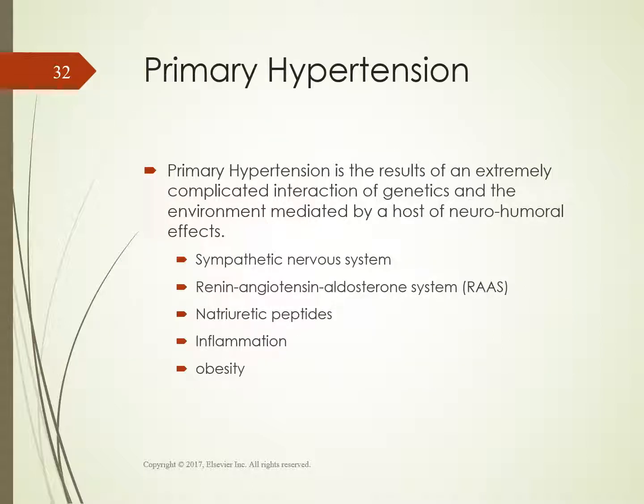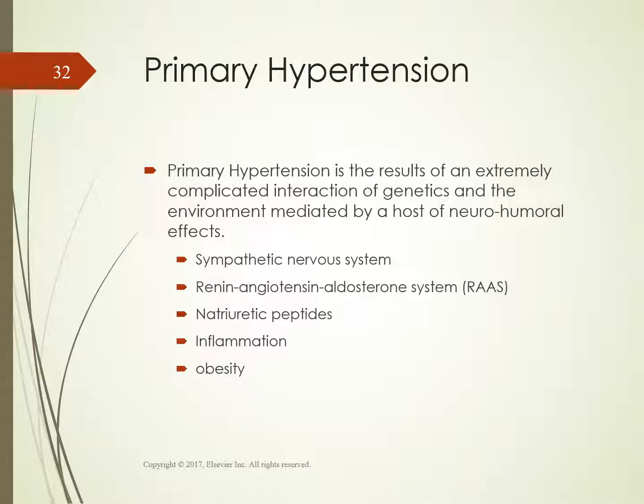So primary hypertension is the result of an extremely complicated interaction of genetics and environment mediated by a host of neurohumoral effects. Essential or idiopathic hypertension is another name for it. It affects 90 to 95% of individuals with hypertension. And we're going to see risk factors such as high sodium intake, natriuretic peptide abnormalities, inflammation, obesity, and insulin resistance, which all play a factor with this.